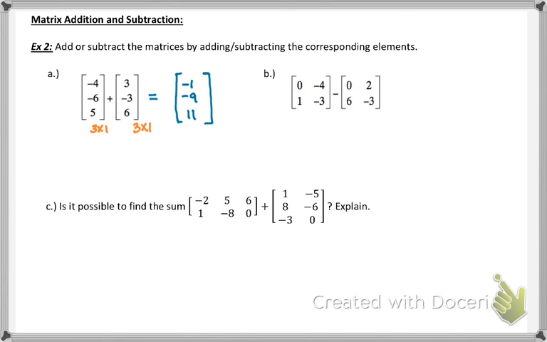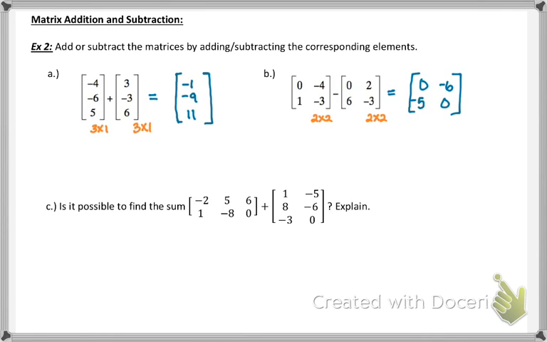So for B, I have two 2 by 2 matrices. I'm going to subtract them, and I'm going to get another 2 by 2 matrix. 0 minus 0 is 0. -4 minus 2 is -6. 1 minus 6 is -5. And -3 minus -3, that's +3, that would give me 0. And here it is.